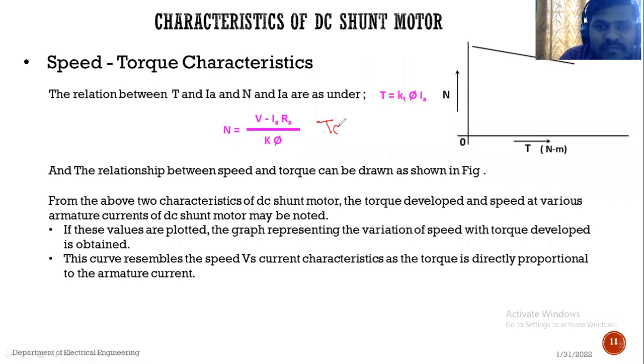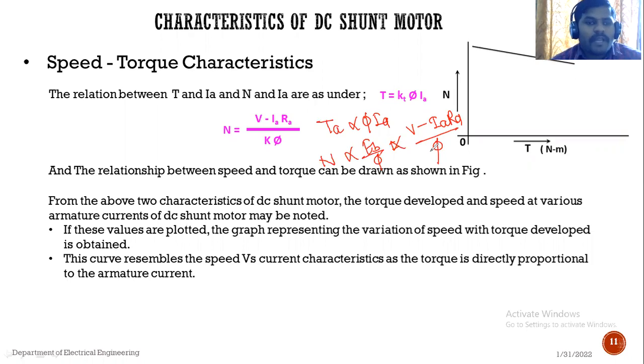So one equation is that torque TA is directly proportional to phi into IA, and the speed of the motor is directly proportional to EB divided by phi. Again, EB is equal to terminal voltage V minus IARA, divided by flux phi. Now the relation between torque and armature current, and speed and armature current, can be shown in this figure. And the relationship between speed and torque can be drawn in this figure.